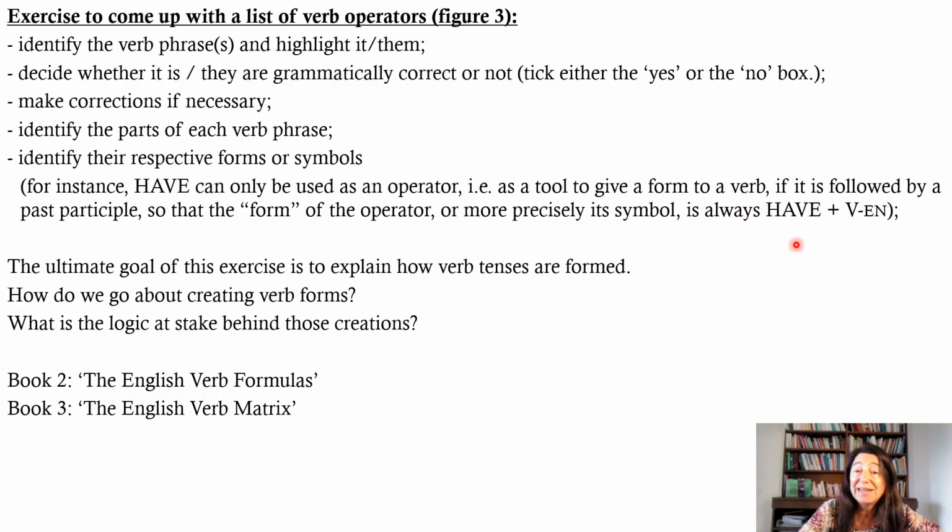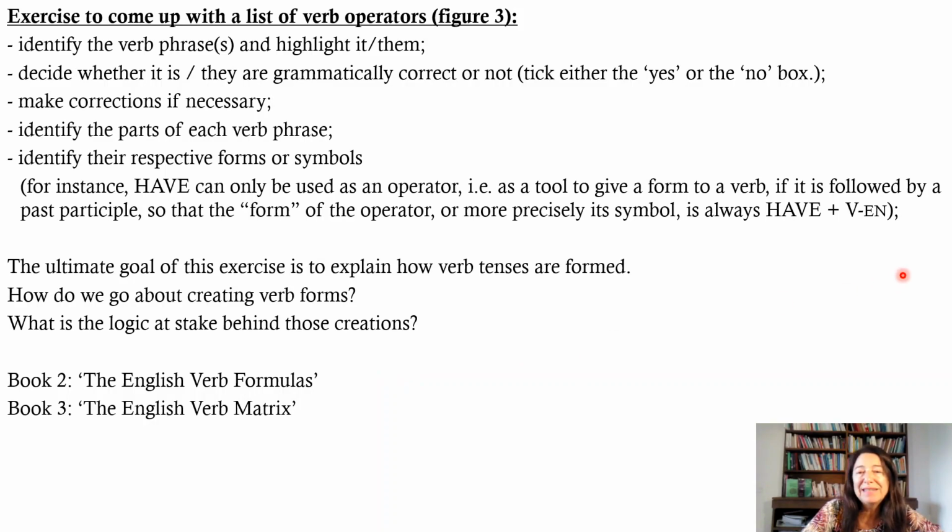So you conjugate have and you add the past participle of see to create the verb form have seen. Okay, so that's how we go about creating verb forms, and we're going to highlight to show the logic that is inherent in the creation of those verb forms.